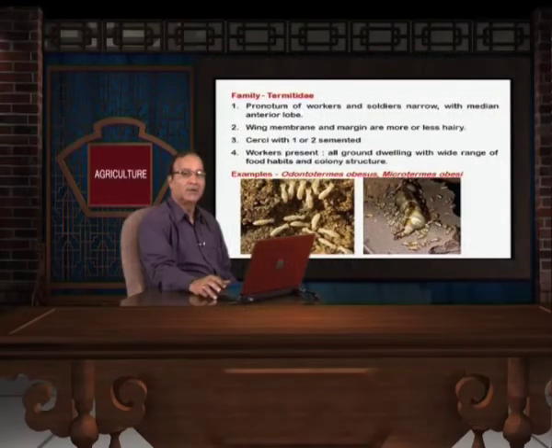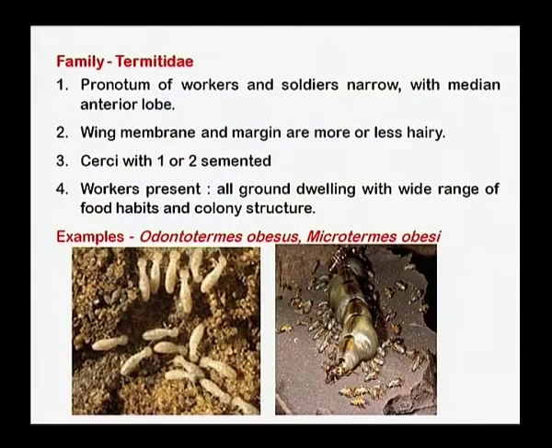The important family under this order includes the Termitidae, where the pronotum of workers and soldiers is narrow with an anterior median lobe. Wings are membranous and margins are more or less hairy. It means hairs are present on the wing membranes and the margins. Cerci are one or two segmented. Workers are present and they have a wide range of food habits and colony structures.